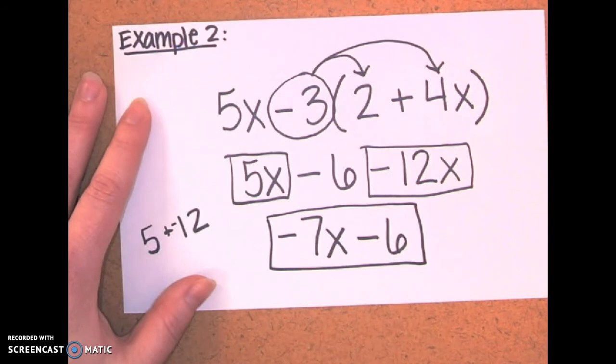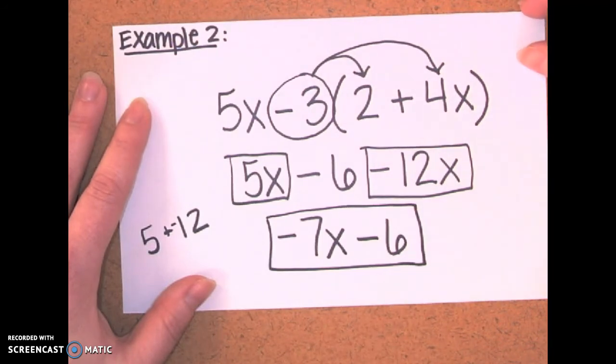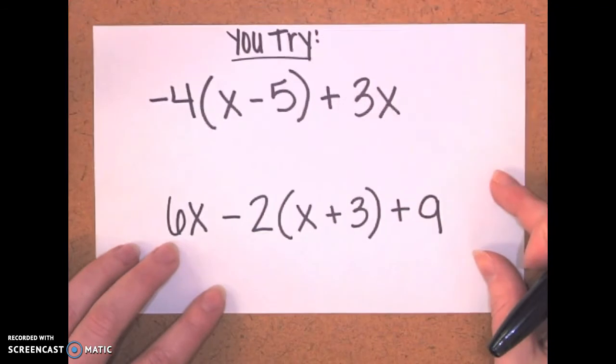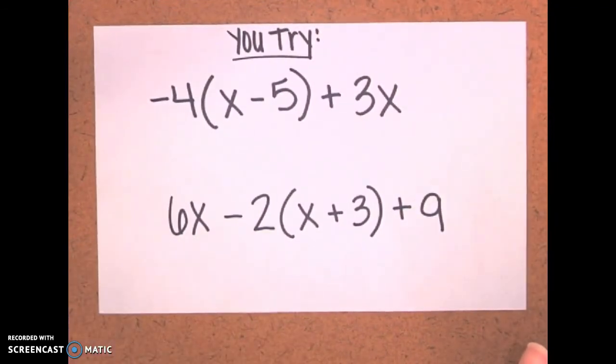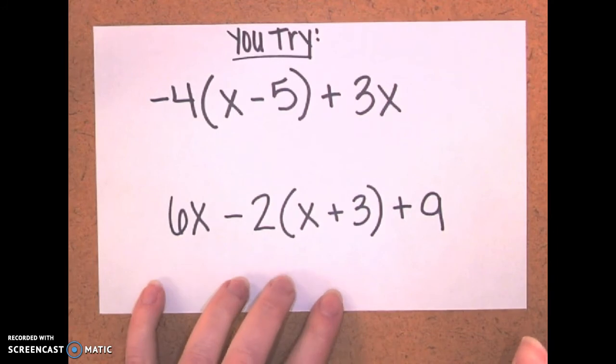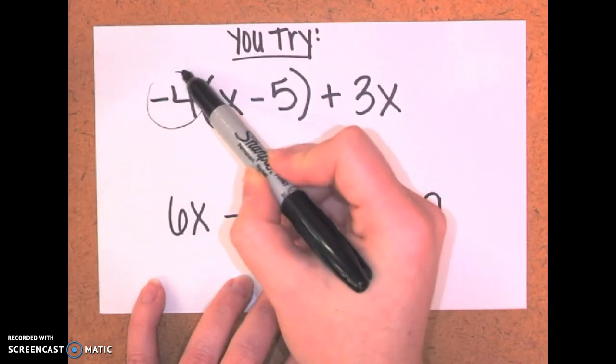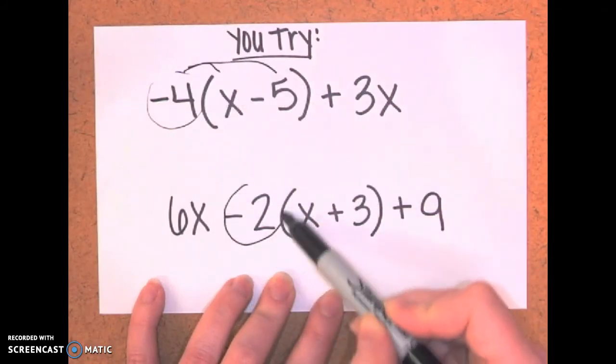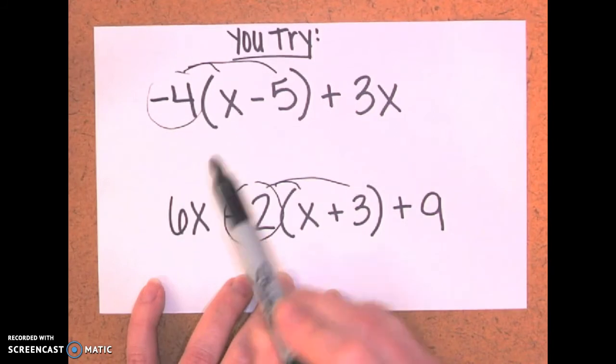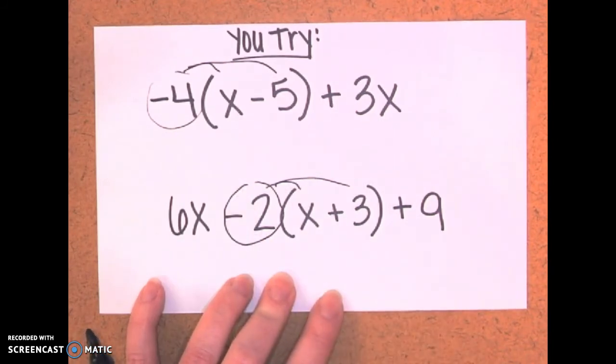Okay, pause the video. Make sure you have this all written down. All right, you are going to try these 2 in your notebook. Remember, you're distributing -4, and in this one you're going to distribute -2. After you distribute, you'll combine your like terms. Okay, once you have that done, press play and I'll show you the answers.